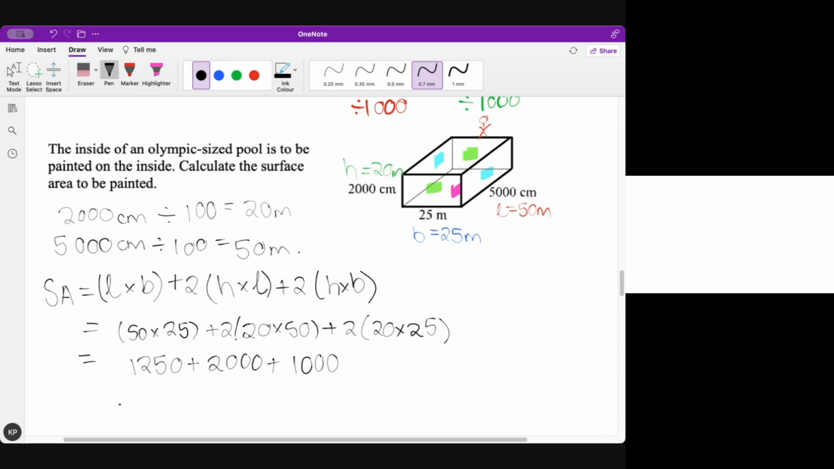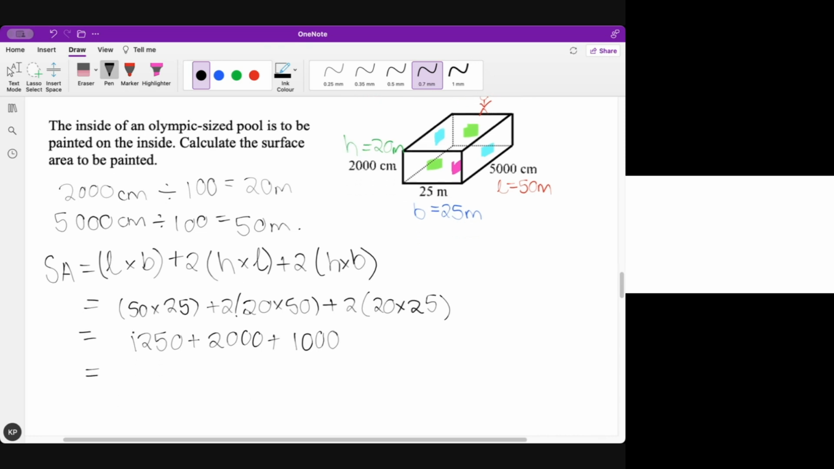You cannot afford to zone out now. Okay, let's add this. 1,250 plus 2,000 plus 1,000 is 4,250 meters squared.